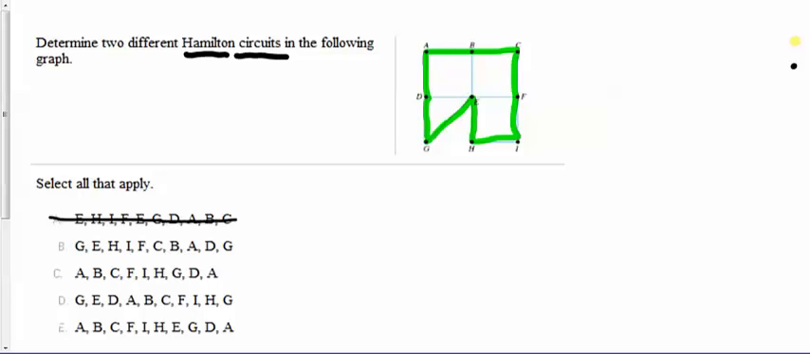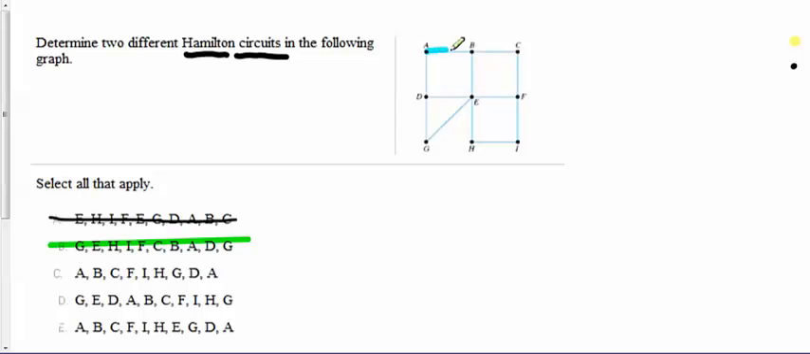Now remember, with a Hamilton circuit, you do not have to use every edge on the graph. You have to use every vertex exactly one time, except the starting and end vertex. So I'm going to highlight this one to indicate that is a correct answer. And let's see if we can erase that. Erases quite nicely. And let's move on to C.